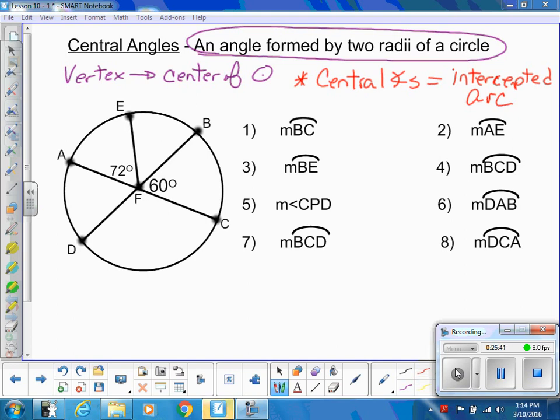So, for example, if I want to find the measure of arc BC, I'm going to come over here and I'm going to say, okay, here's my arc BC. I start at B, I go to C in the fastest way possible. If I take those two endpoints and I follow them down, I see they're carved out by this angle that has a center point in the center. That means this is a central angle.